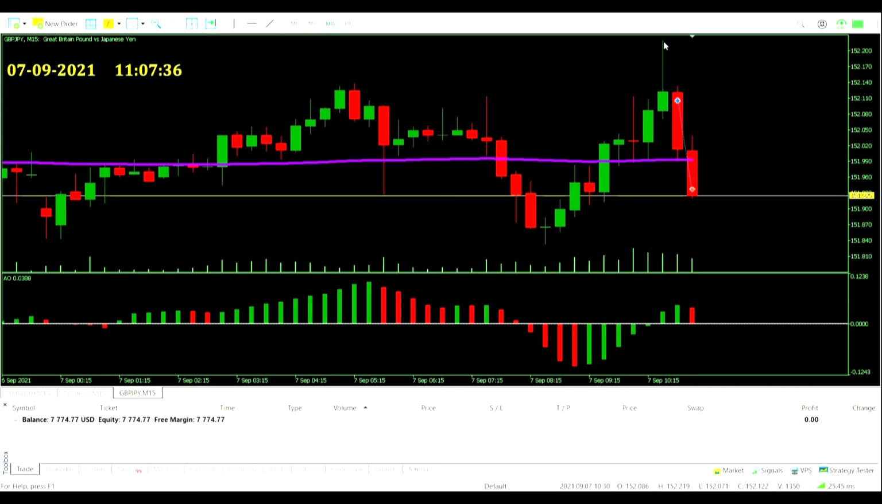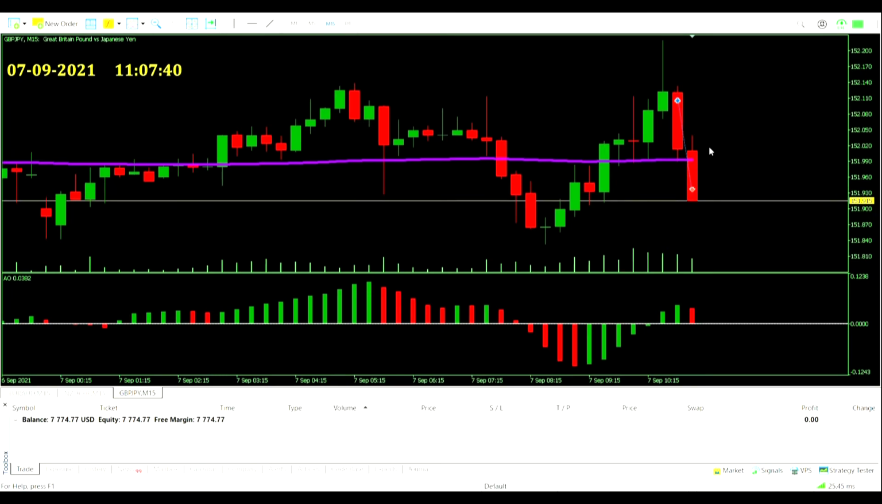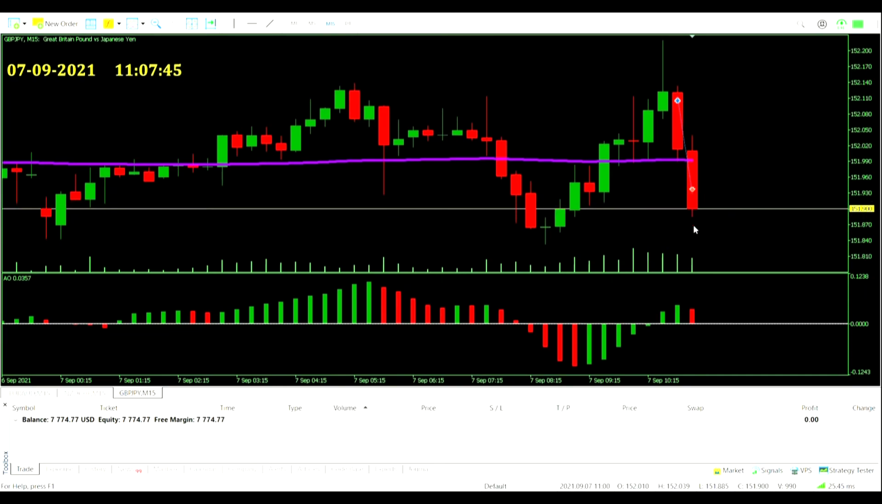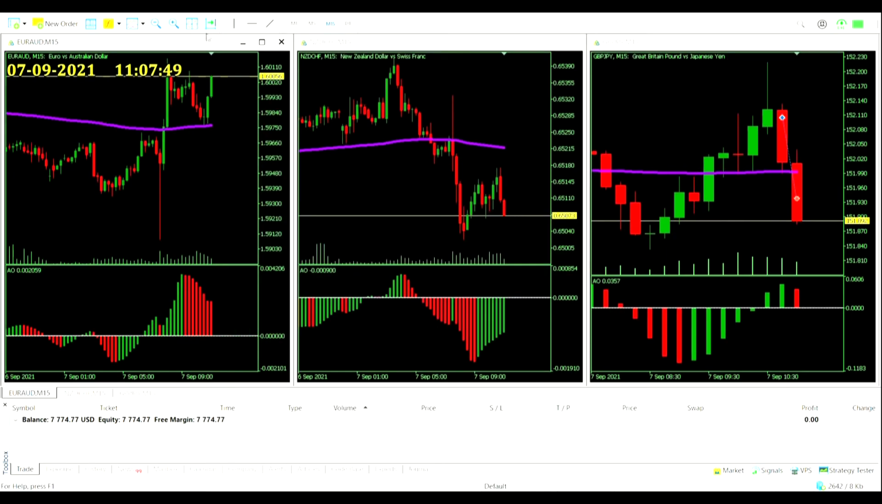Actually, that's not true, because this would have been the exact worst time here, but it still would have been a 1% loss all the same, as price continues to drop down heavily here. Let's see these other charts. Yeah, the Euro Aussie dollar and the New Zealand dollar Swiss franc are both now moving away from the entry signals.